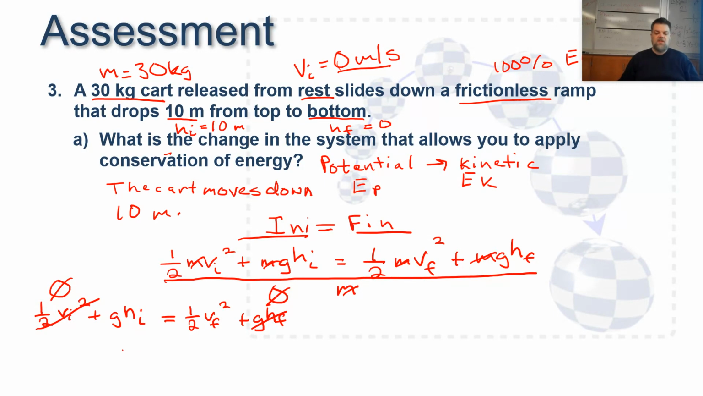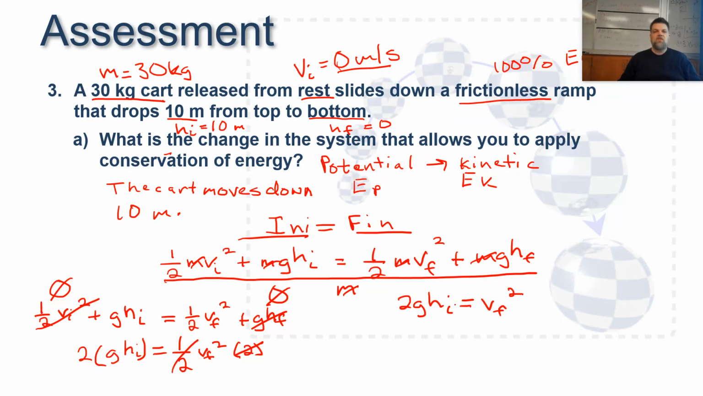So my final formula is g times h initial is equal to 1/2 times the final velocity squared. I'm going to take this and multiply it by 2, and I'm also going to take this and multiply it by 2. The 2 cancels out with the 1/2. 1/2 of 2 is just 1. So then my final formula is 2g times h initial equals my final velocity squared.